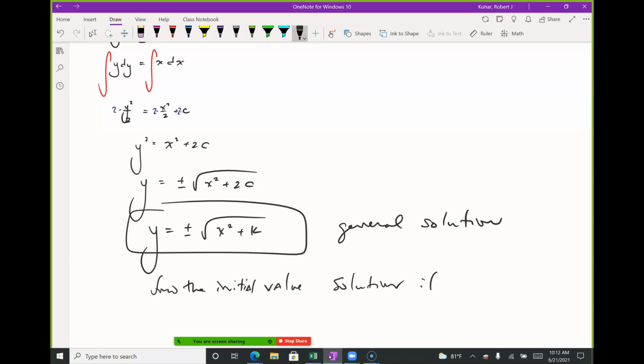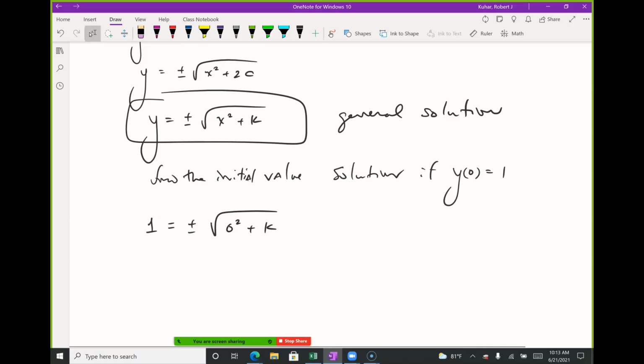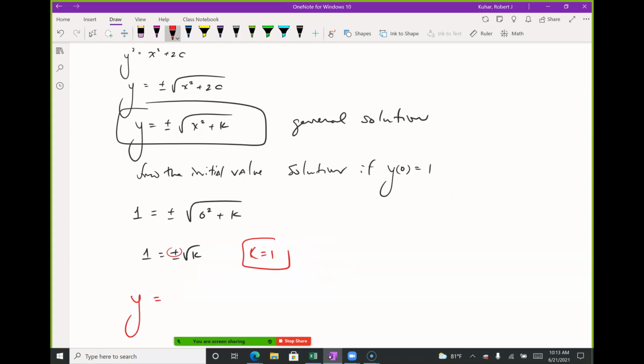Solution if y of 0 is 1, right? If I plug in x as 0 and I get out y is 1, right? So I get 1 equals plus or minus square root of 0 squared plus k. And so I get 1 equals plus or minus square root of k. What's my only possibility for k there? Well, it's clear it's positive. Or I could just square both sides and solve for k. So k is 1.